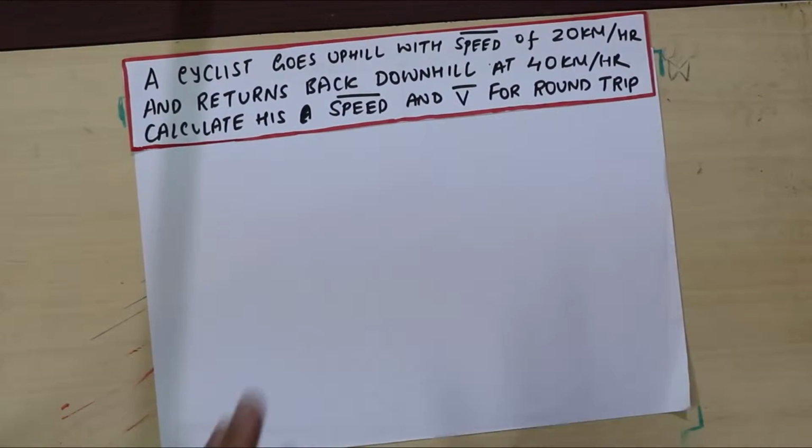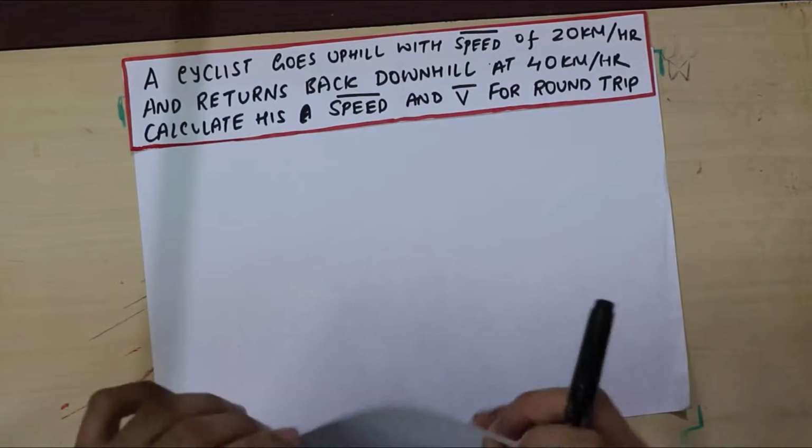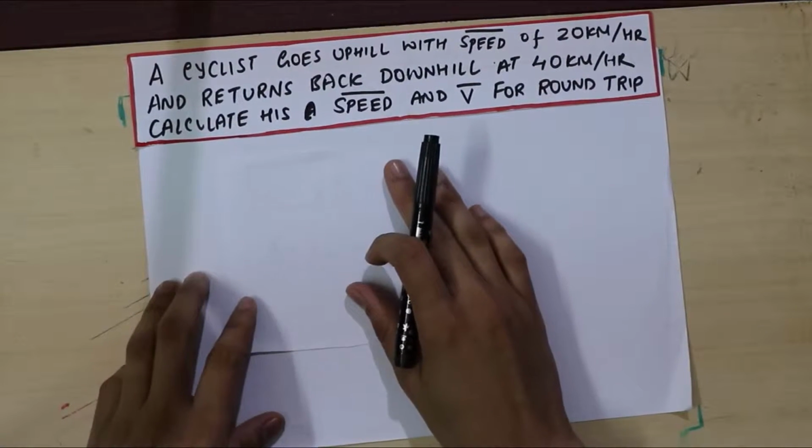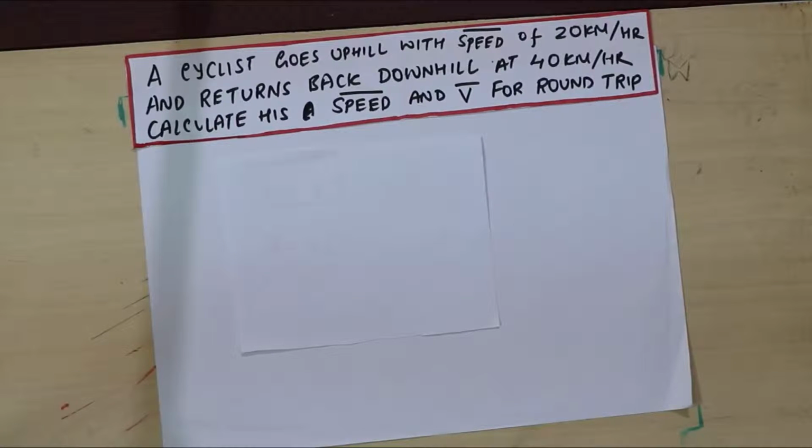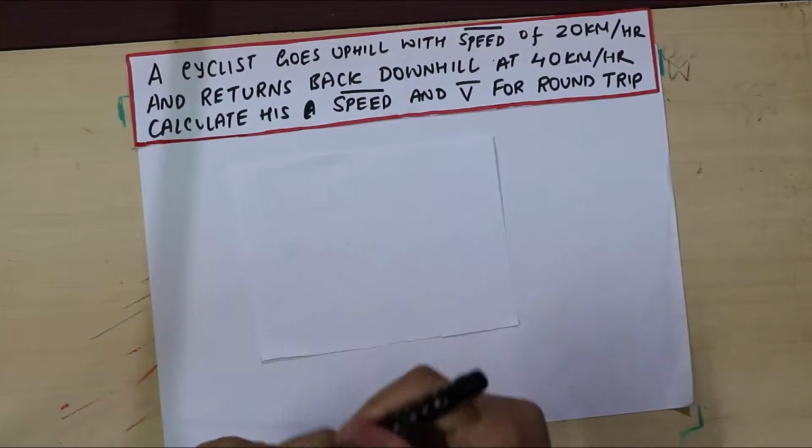A cyclist goes uphill with an average speed of 20 kilometers per hour and then returns back downhill at 40 kilometers per hour. We need to calculate his average speed and average velocity for the round trip. Okay? So let's begin. The first step is to always make a drawing of the situation.